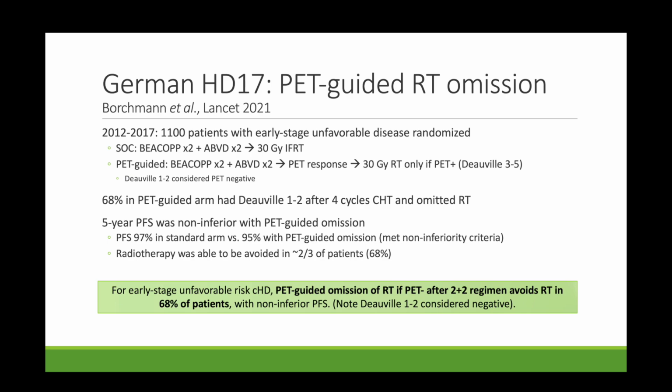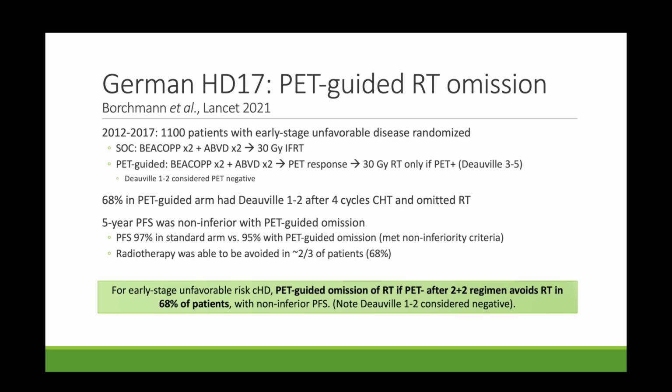And then following HD14, the German HD17 trial was published that looked at radiation omission based on the PET response. And interestingly, the PET-guided approach was BEACOPP times 2 plus ABVD times 2, so the 2+2 regimen. And they only treated with 30 gray of radiation if patients had Deauville 3 to 5 disease. So remember, Deauville 3 was considered PET positive here. Deauville 1 to 2 were considered negative. And it turned out that 68% of patients in the PET-guided arm had a Deauville of 1 to 2 after the 2+2 regimen, and radiation was omitted.